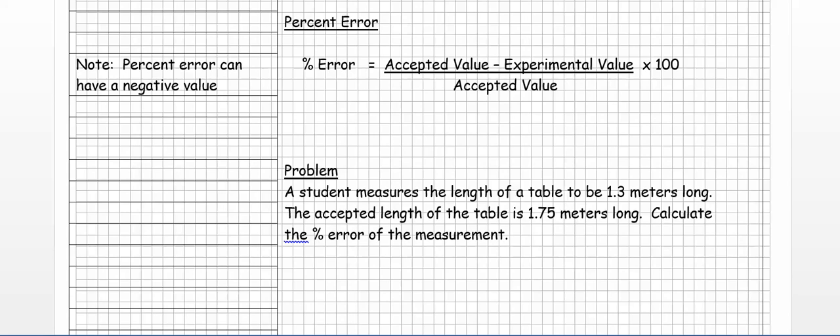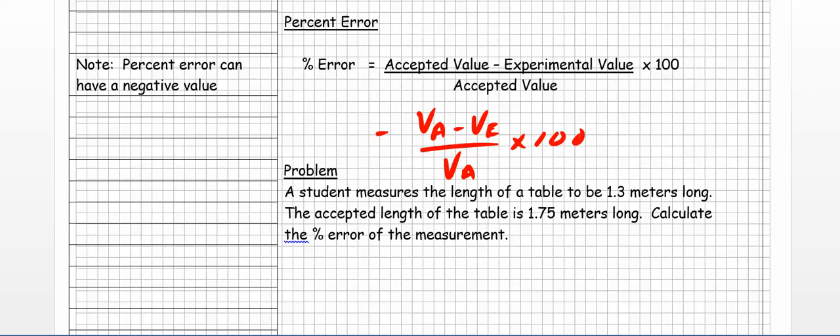So we have this formula. It's the percent error is equal to the accepted value. Some people write it like this. The value accepted minus the experimental value, and we'll talk about what that means in just a moment, divided by the value accepted times 100. That's the formula. So that's going to give us the percent error, how much error is in our experiment.